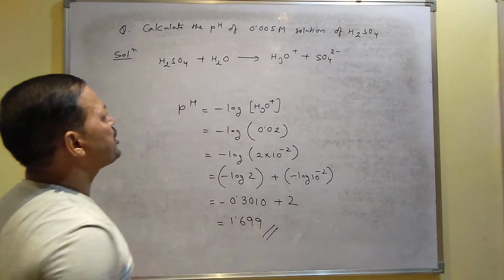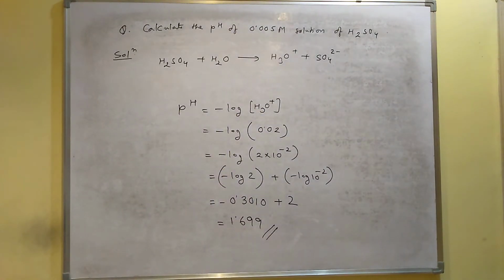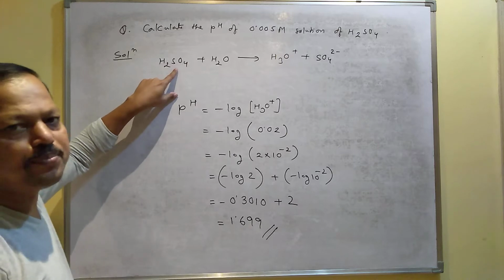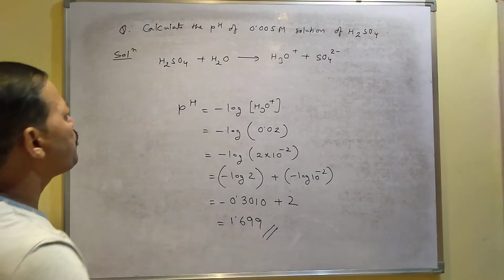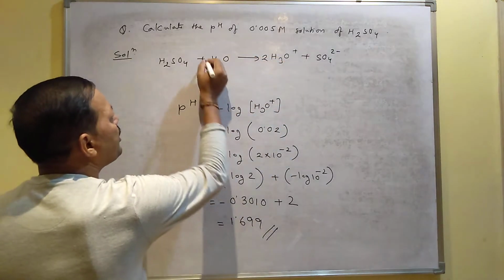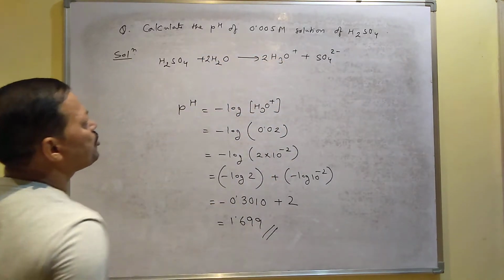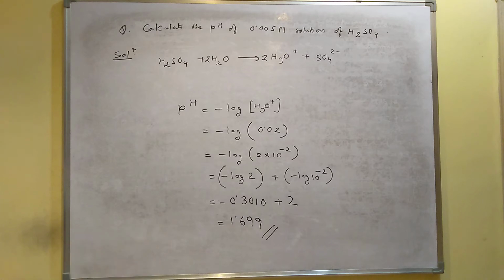But here the equation is not balanced. To balance the equation, because you know sulfuric acid, its basicity is 2. I mean it releases 2 hydrogen. That is why it produces 2 hydronium ion. And here you have to put 2. Then the equation will be balanced. So you have to balance the equation.